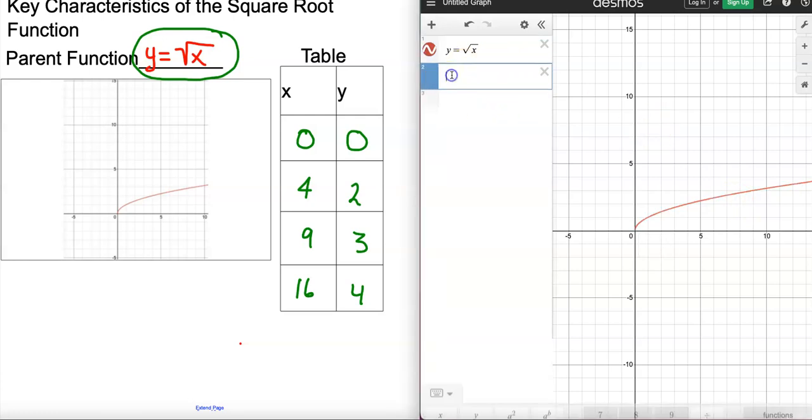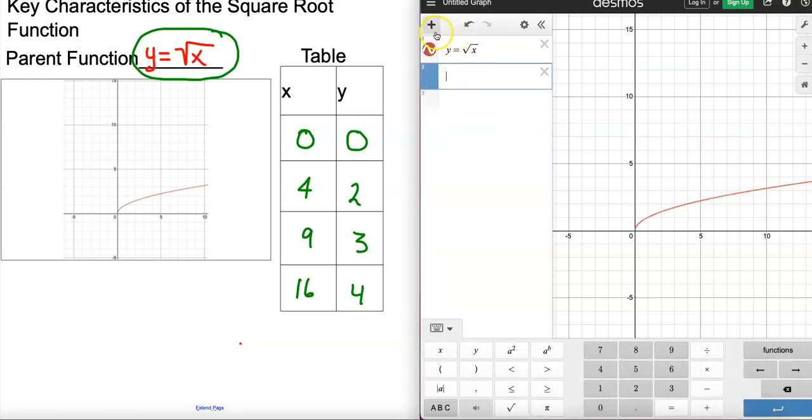So if I go here and I just create a table of values using Desmos, I'm going to plug these values that I created in. So I created 0, 0. You can see where 0, 0 lie. I created 4, 2. Let's see if that falls. Yep, that's a point that's on that function because it falls directly on there. What about 9, 3? Yes, and what about 16 and 4?